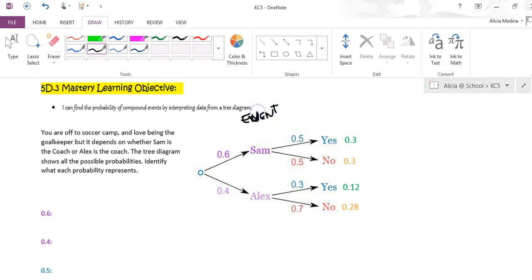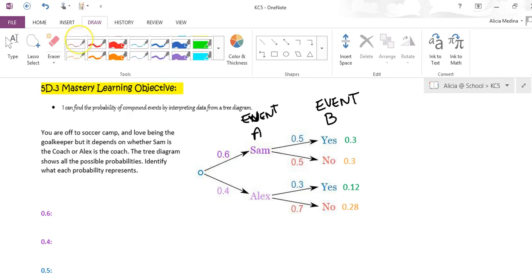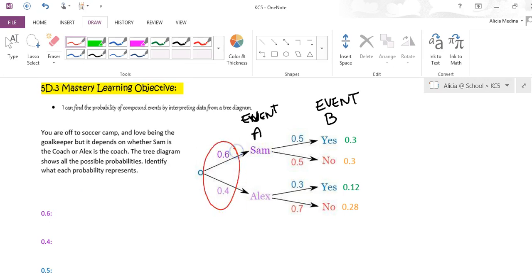A, and this is going to be my event B. So obviously, we have two coaches, and then I do like being goalie. So that is going to be my event B, okay? Anything that is in my first column here, I'm just going to use red for right now. Anything right here is what our simple probability is, right?